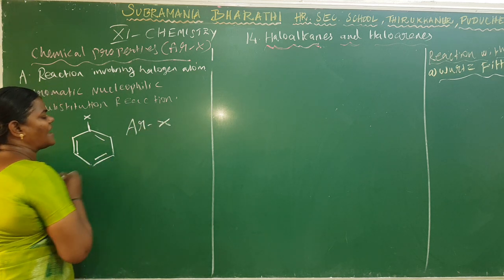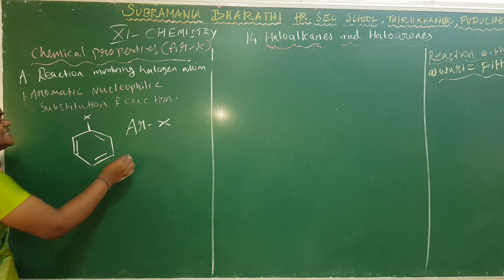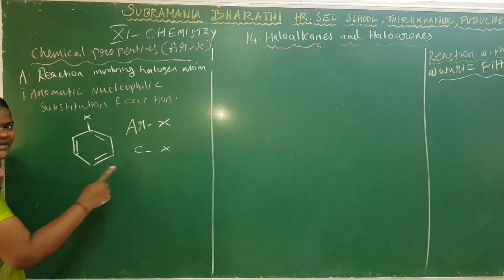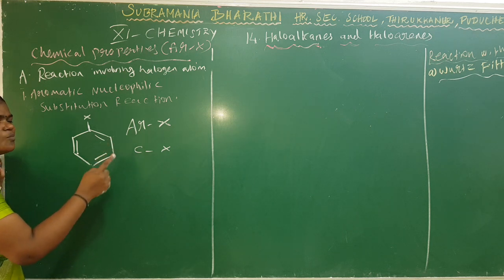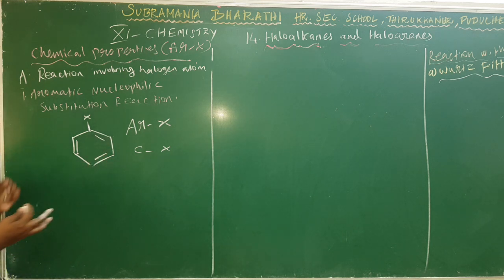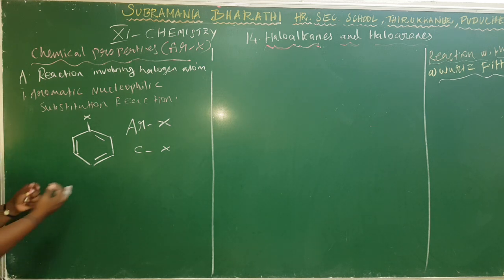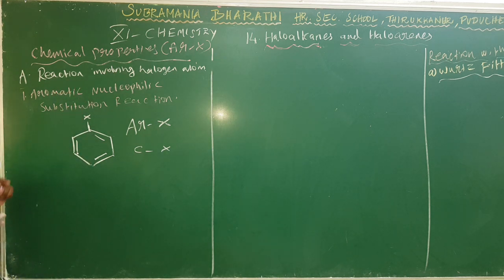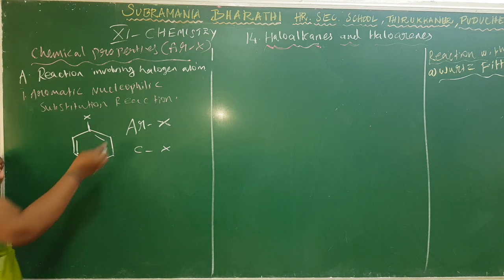This represents the haloarenes. But the C-X bond is very short, so it is a stronger bond. So generally haloarenes do not directly undergo nucleophilic substitution reactions. First of all, we are dividing the chemical properties into two categories: reactions involving the halogen atom.